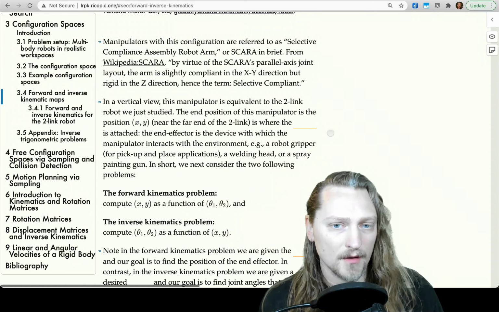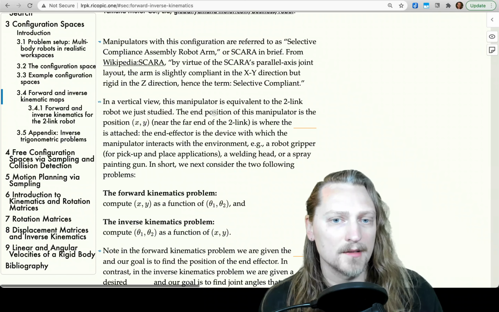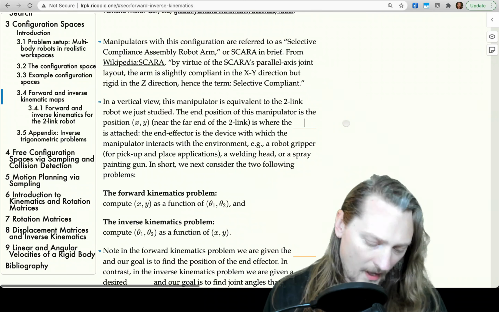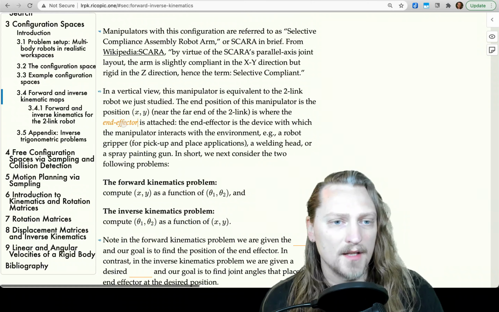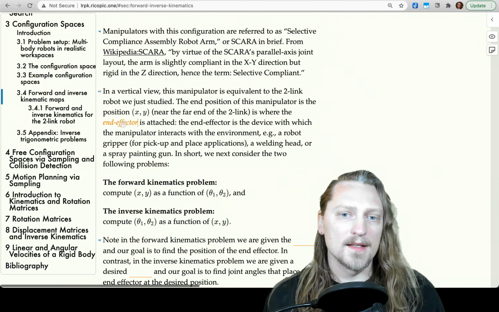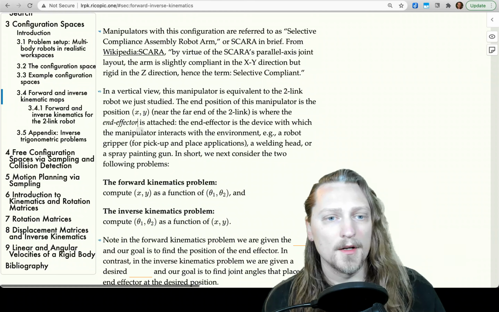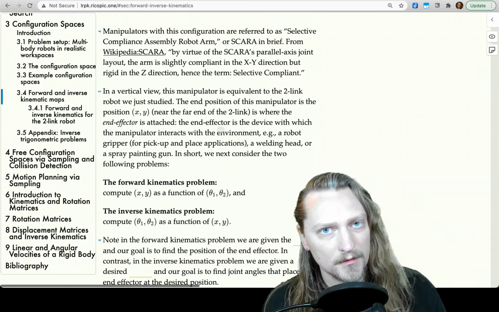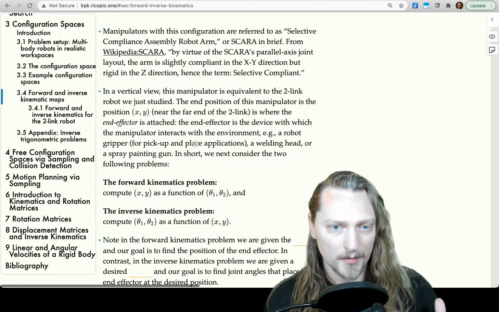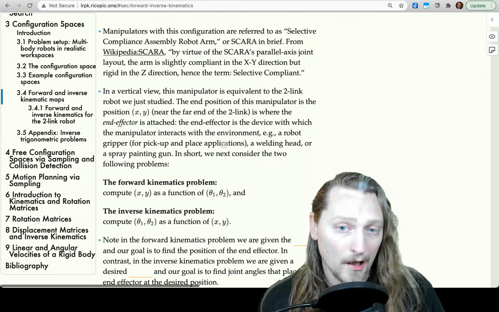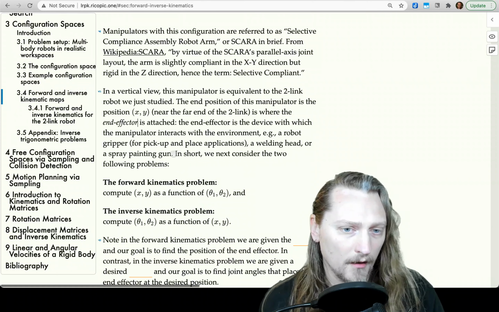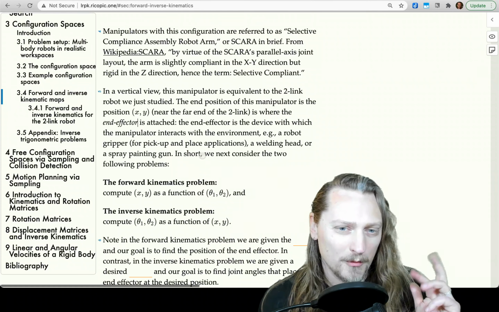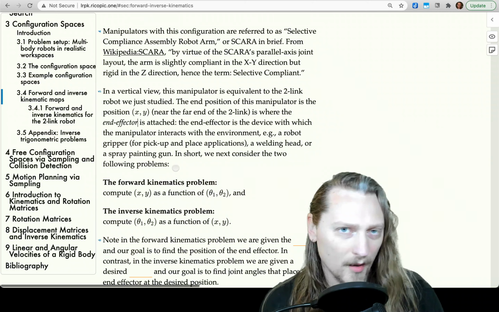The end position of this manipulator is the position X, Y, where the end effector is attached. The end effector is the device with which the manipulator interacts with the environment. For example, a robot gripper for pick-up and place applications, a welding head, or a spray painting gun for graffiti. In short, we next consider the two following problems.